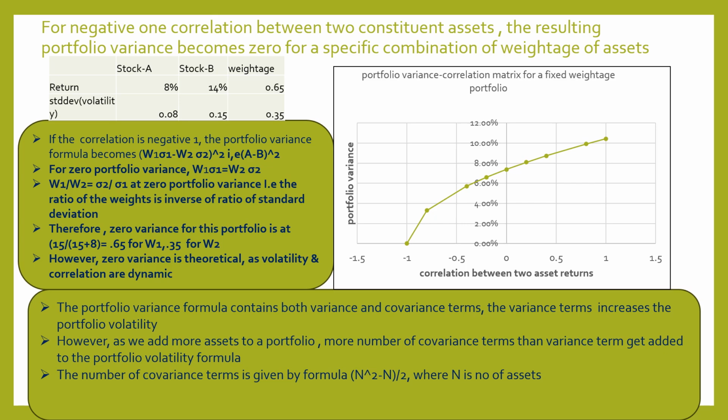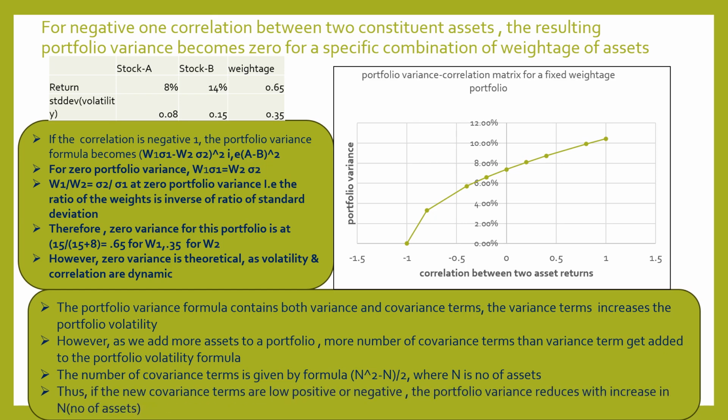The number of covariance terms is given by the formula (n squared minus n) divided by 2, where n is the number of assets. Thus, if the new covariance terms are low, positive or negative, the portfolio variance reduces with an increase in the number of assets.